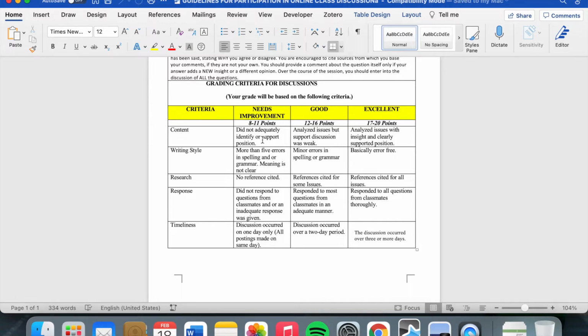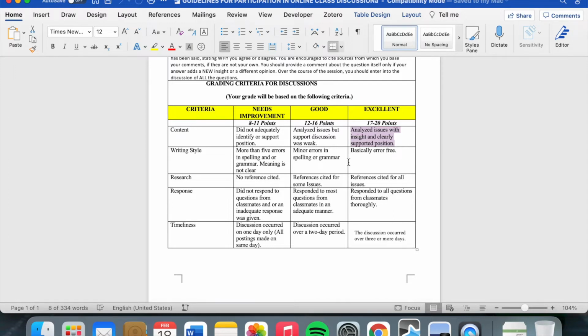So over here, we can see the point values. You have needs improvement, 8 to 11 points. Good is 12 to 16 points. Excellent is 17 to 20 points. So the maximum is 20 points, and the lowest you can get is 8. So here, for example, for the content to be considered good, it would have to fit this description. Analyzed issues, but support discussion was weak. Okay? So if you wanted the content to be excellent, then it would have to be described by this. Analyzed issues with insight and clearly supported position.